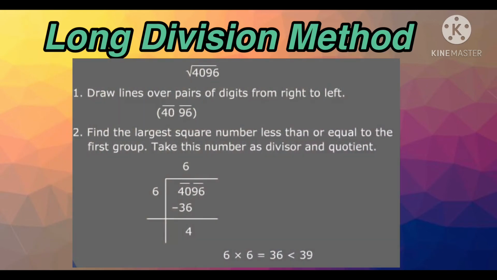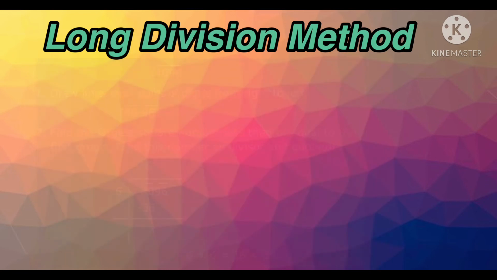And now let's discuss the long division method to find the square root of the number 4096. In this method, draw lines over pairs of digits from right to left. So 40 and 96 will be the pairs. Now find the largest square number less than or equal to the first group and take this number as divisor and quotient. Here we have 6 times 6 is 36, and the remainder is 4.